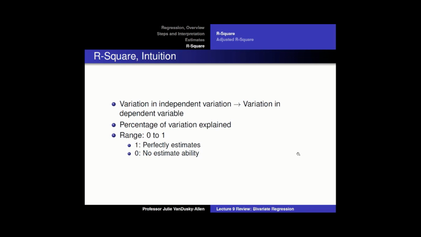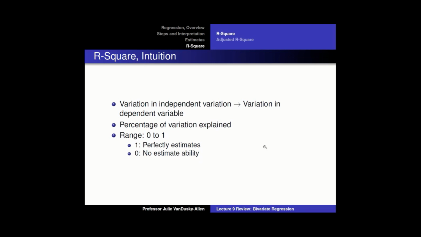The last thing you need to know about regression is the R-squared. The R-squared tells us how much of the variation in the independent variable explains the variation in the dependent variable. The R-squared ranges from 0 to 1. 1 means that the independent variable perfectly estimates the dependent variable, while 0 means that the independent variable cannot estimate the dependent variable well at all.